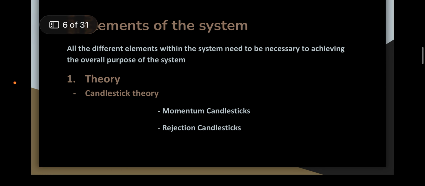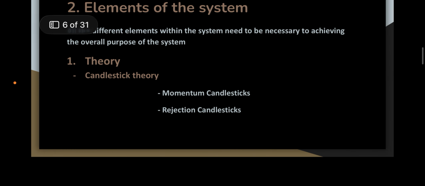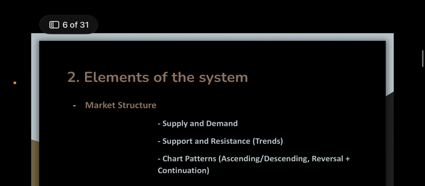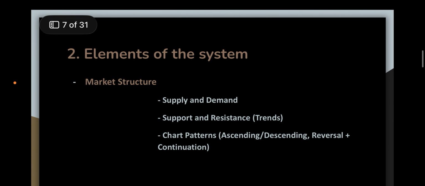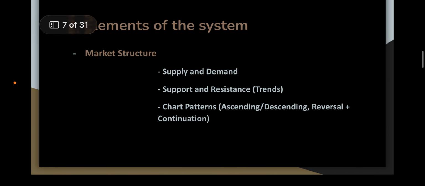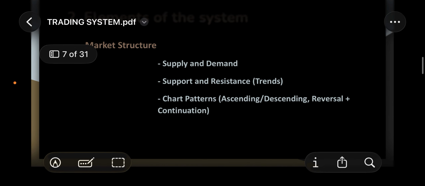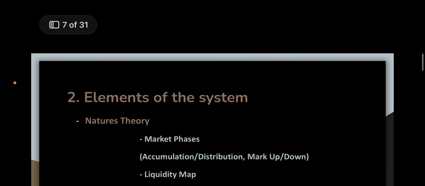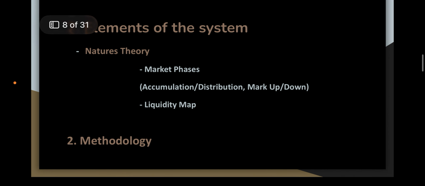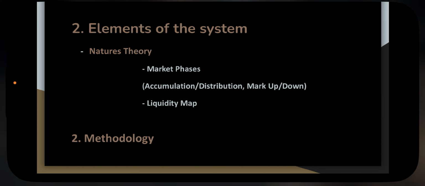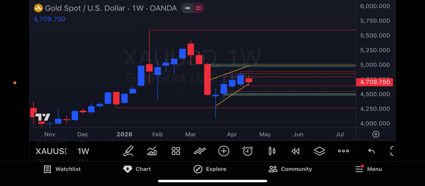Let's get straight into the different elements in my system, basically the tools that I'm using. Candlestick theory is number one, and you've got some details on what parts of candlestick theory are important to me. Market structure is number two, with details on what parts of market structure are important to me. And number three is nature's theory, with details on what's important to me there.